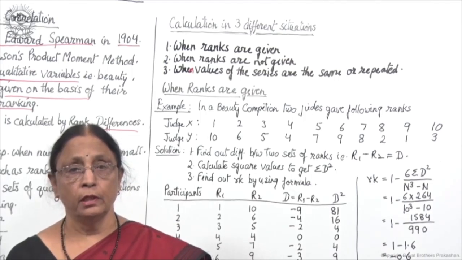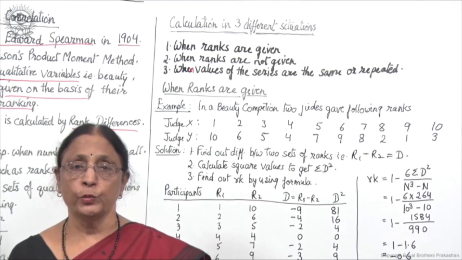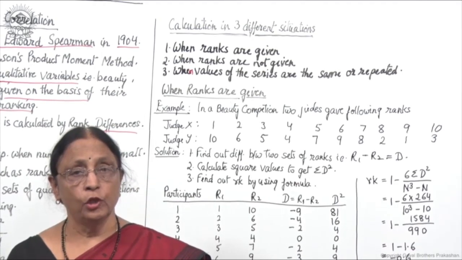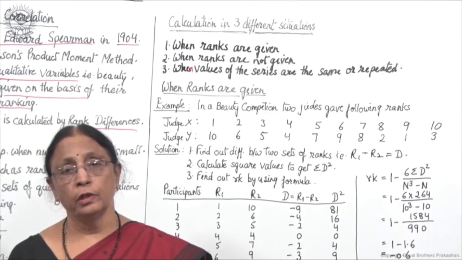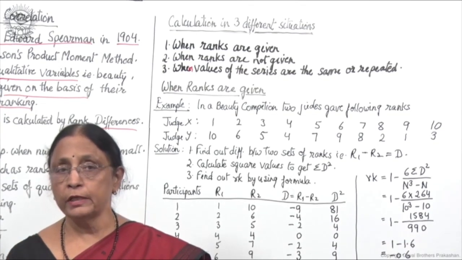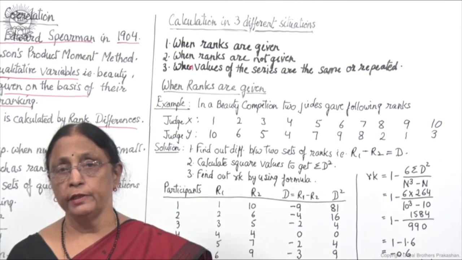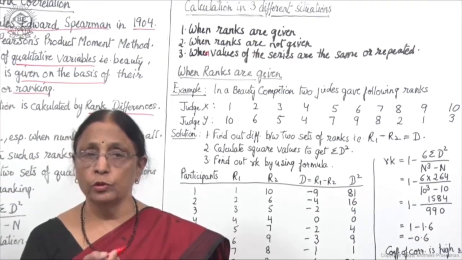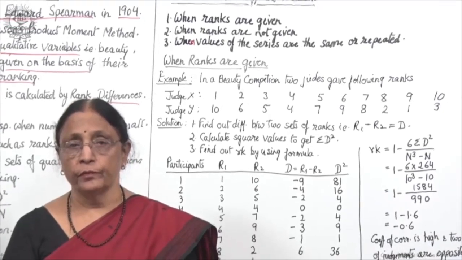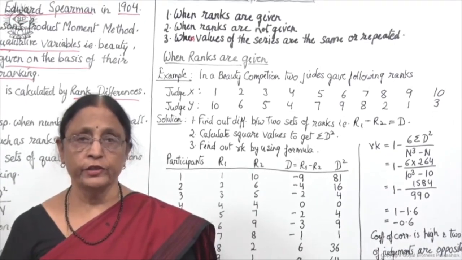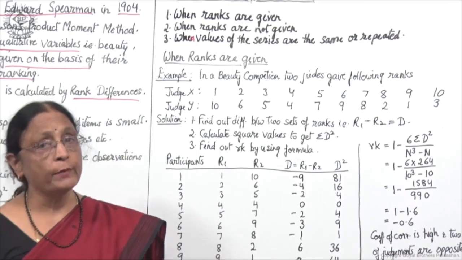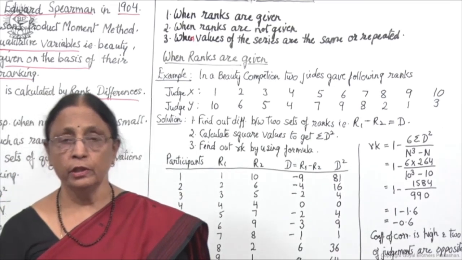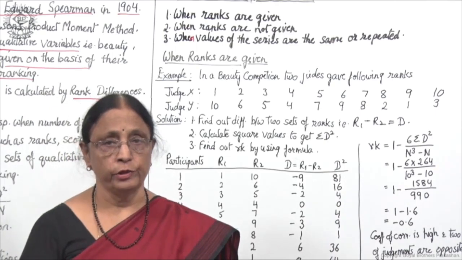That means he is not able to decide which one should get more or which one should get less. Maybe 12 score is allotted to 2 participants, right? Or maybe 10 score is allotted to 2 participants. This may be in the case of the second judge also. So if this type of situation arises, then how do we calculate correlation? This we are going to find out.